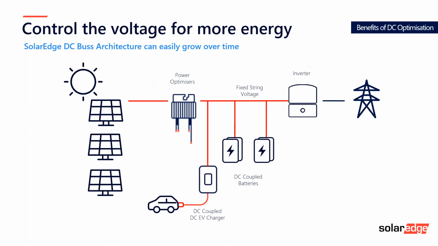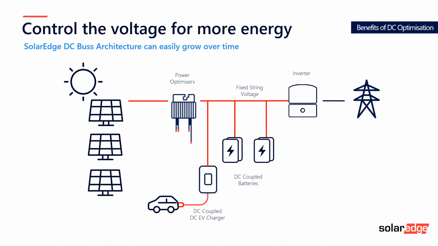I guess the other key principle or operating advantage that we have is because we do run at a fixed voltage of about 380 to 400 volts for residential, the inverter, our DC coupled batteries, and soon our DC coupled car chargers all run off a common DC bus. And it drives a few things. So firstly, it allows ease of expansion.